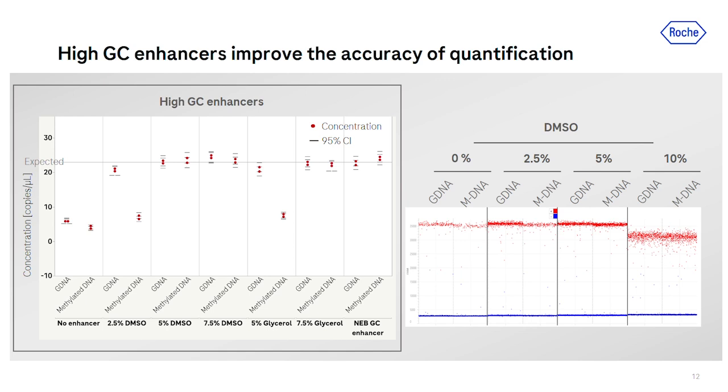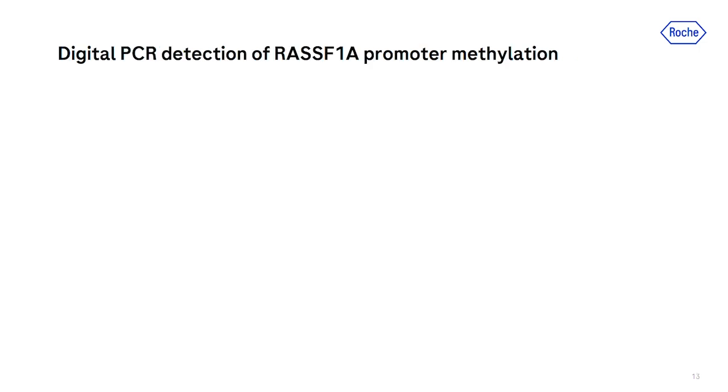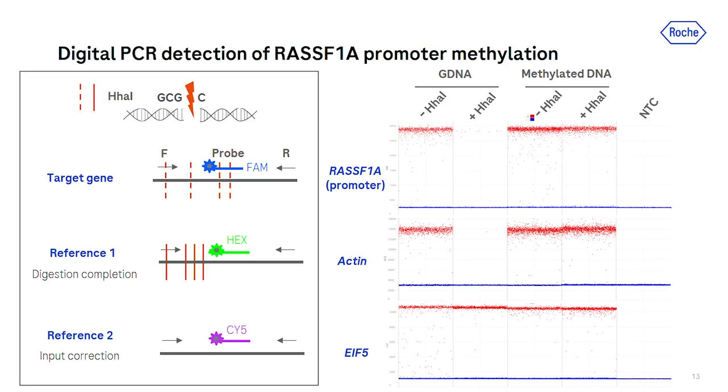To the right, the 1D clustering shows positive clusters in red and negative clusters in blue. The suitable concentration of DMSO is within a specific range. Using 10% DMSO can start to interfere with performance. A target-specific TaqMan multiplex dPCR assay was developed for detection of RASSF1A promoter methylation.